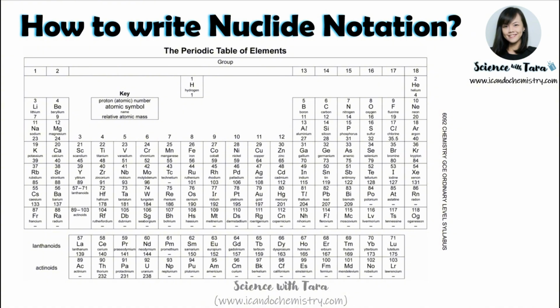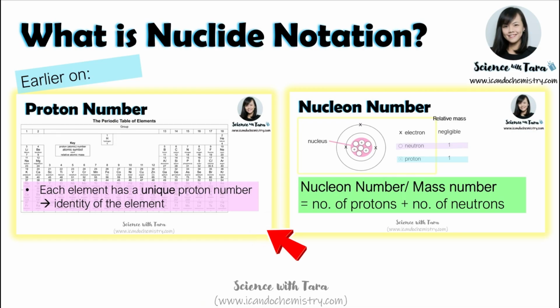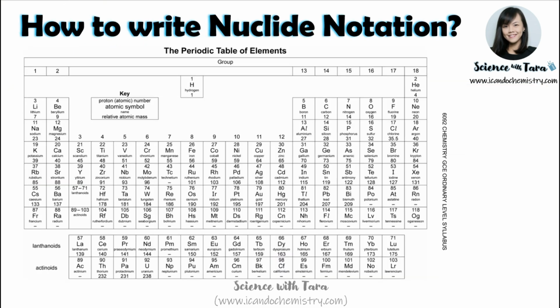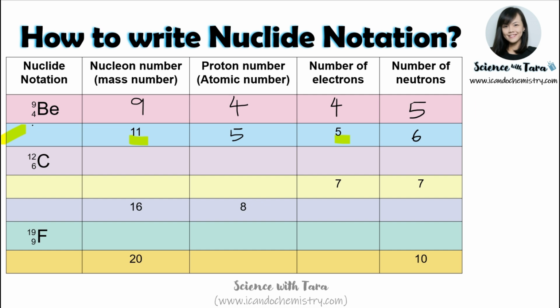Now we have to determine the identity of this element before we can write down its nuclide notation. Let's refer to the periodic table. We know that the identity of an element can be determined by its proton number. Since it has 5 protons, it must be boron. So we write the chemical symbol of boron, which is B, followed by mass number at the top, which is 11. Then proton number at the bottom, which is 5. That's it. That's the nuclide notation for boron.